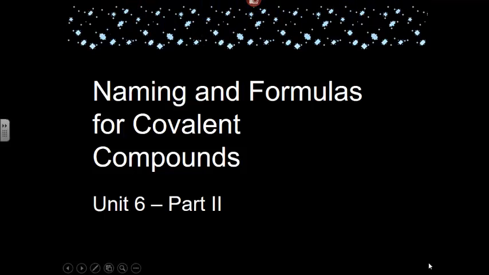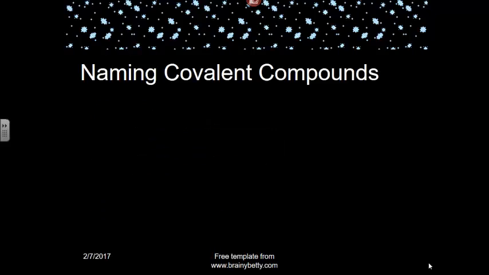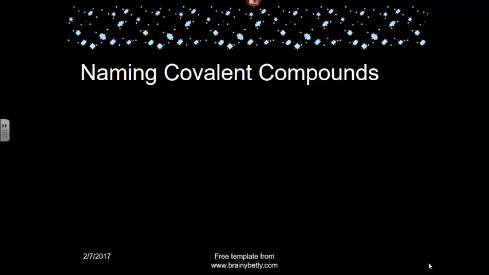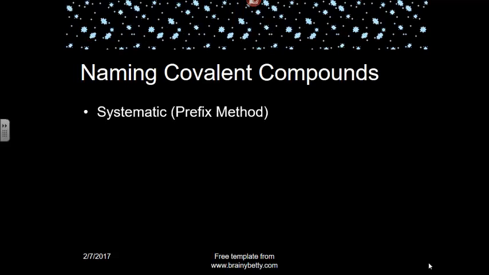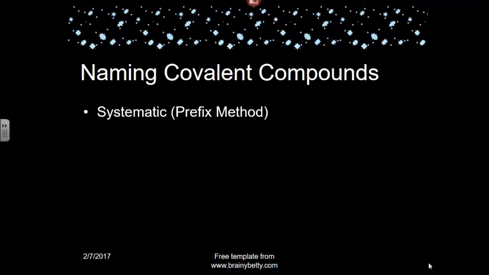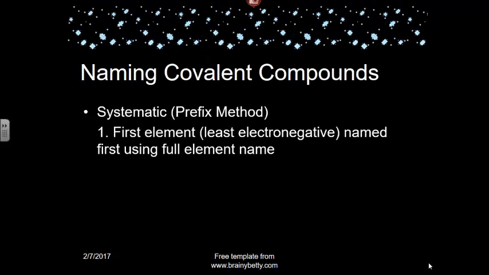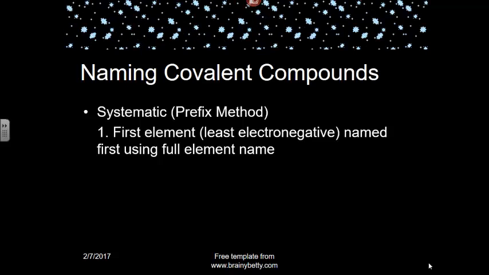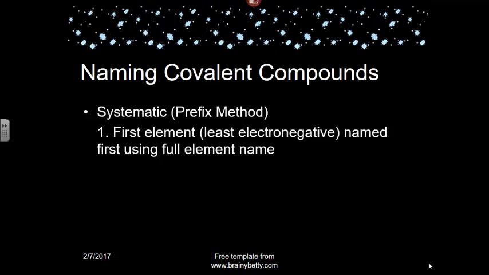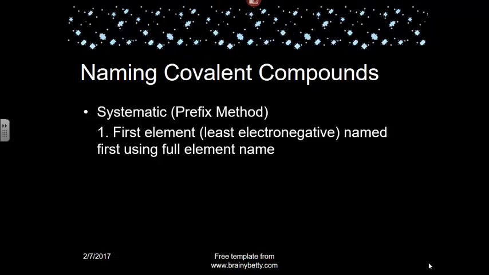What we're going to learn about today are how to write names and formulas for covalent compounds. When you go to name a covalent compound, there are a few simple rules that we follow while using the systematic or prefix method. Rule number 1. The first element in the formula, which is the least electronegative of the two elements, is named first using the full element name. So that's pretty simple. Look at what the first element is and write down its name.